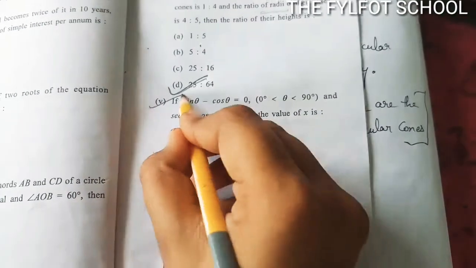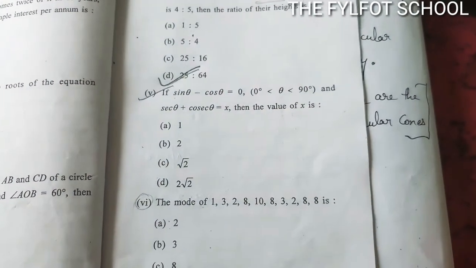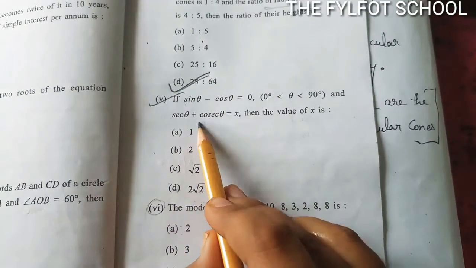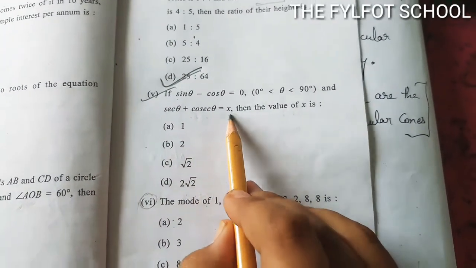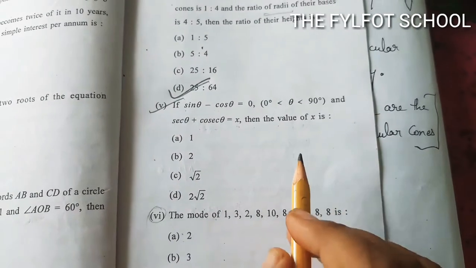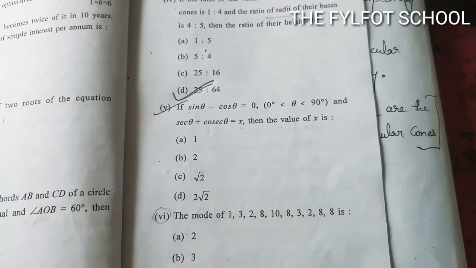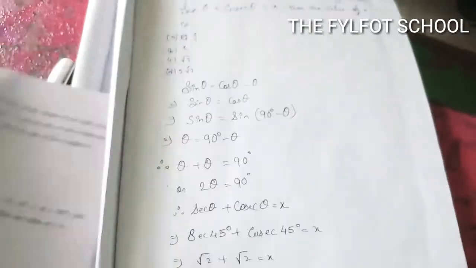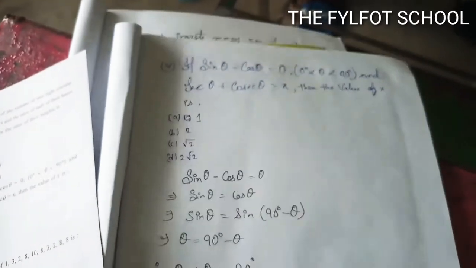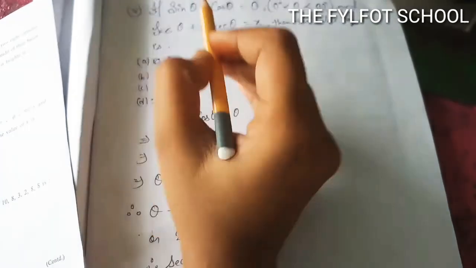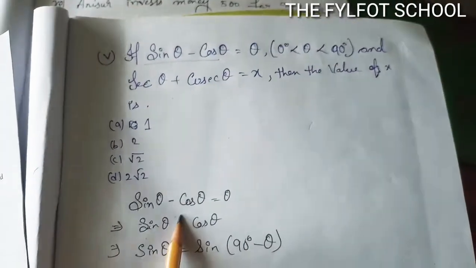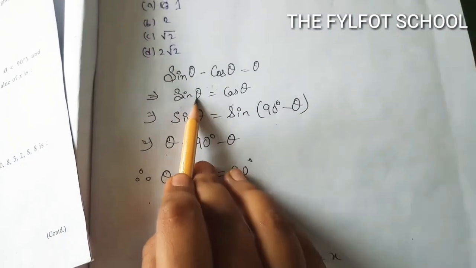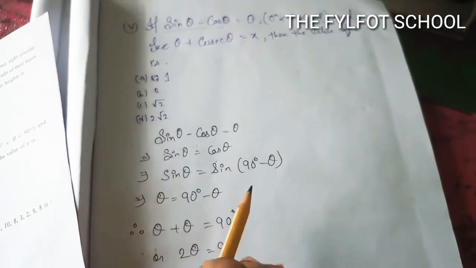Next, sum number 5. If sin theta minus cos theta equals 0, and sec theta plus cosec theta equals x, then what is the value of x? Here is your sum. First we get our sine and cos, so because of this we put here sine and cos. Next we have to separate them, after that we have to separate both of them.